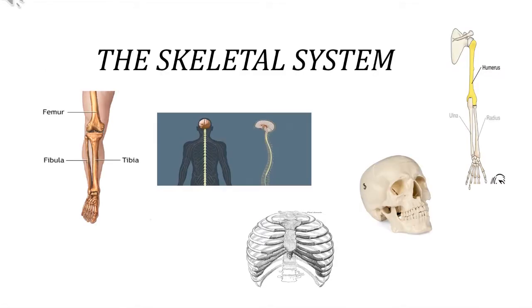The skeletal system. We use different body parts to perform different activities in our daily life. This is possible because of the presence of bones and joints in our body. These bones and joints not only provide shape and support to our body, but also protect the internal organs of the body. Bones and joints are parts of the skeletal system.